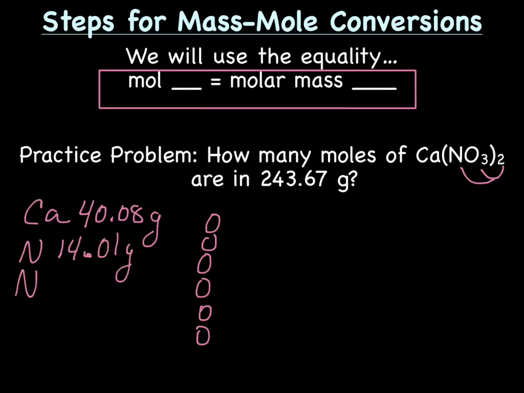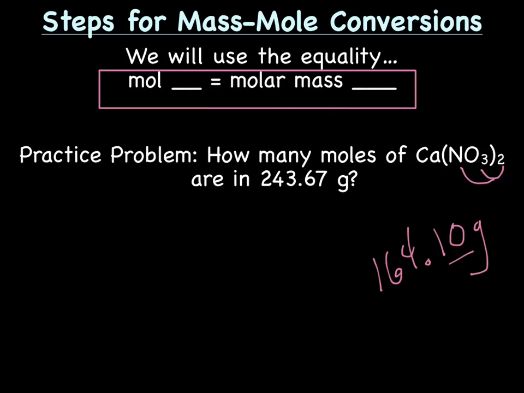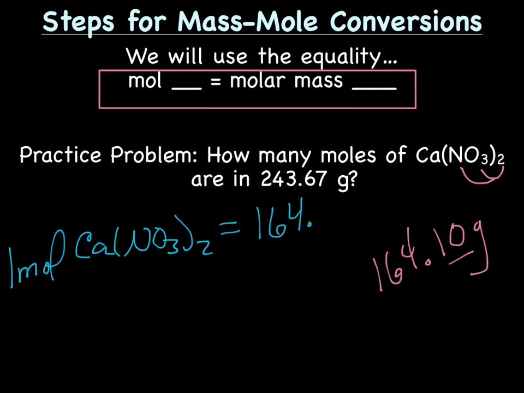And the molar mass of calcium is 40.08 grams per mole, and 14.01 grams for our nitrogens, and 16.00 grams for all of our oxygens. And when we add all of this up, we come up with 164.10 grams, with 2 decimal places because we're adding, and each of our atoms has 2 digits after the decimal. So if you remember, we're trying to find our equality, so our equality is going to be 1 mole of CaNO3 equals the molar mass of CaNO3, which we calculated as 164.10 grams of CaNO3.